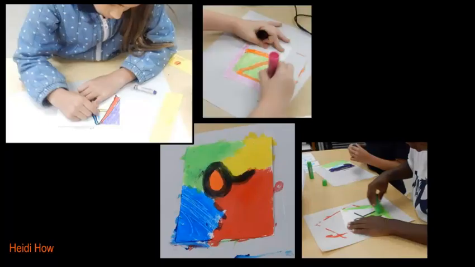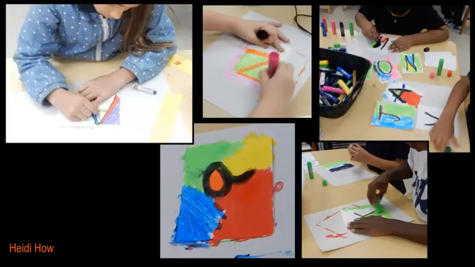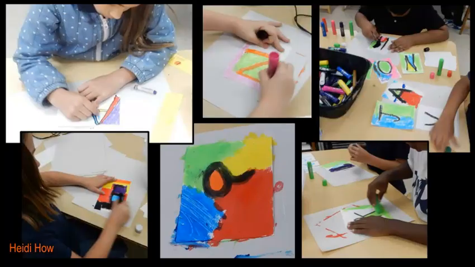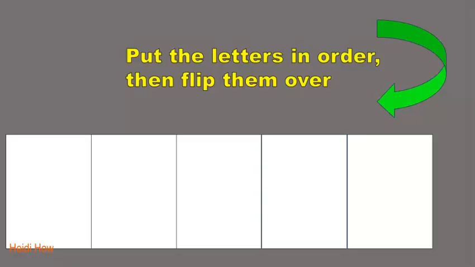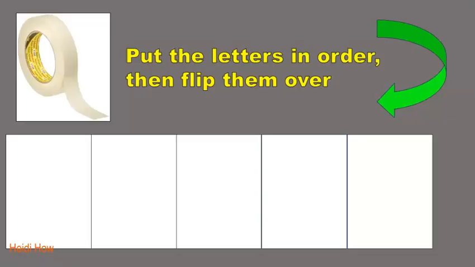And here are some of my friends at work. You can see in that A, they didn't actually go edge to edge, but they did get the spirit of mixing different colors in there. So once they're done, you're going to have them lay out the letters right side up and then flip them over in order and get some masking tape and tape each one down. This is going to allow them to fold it up accordion style.